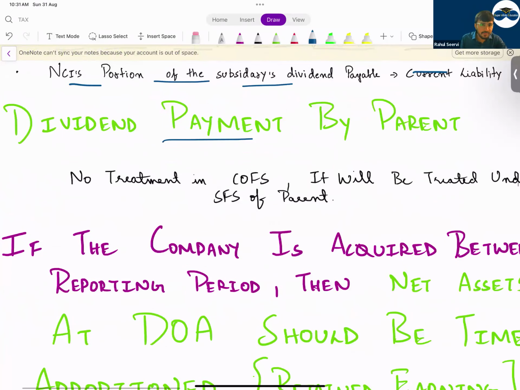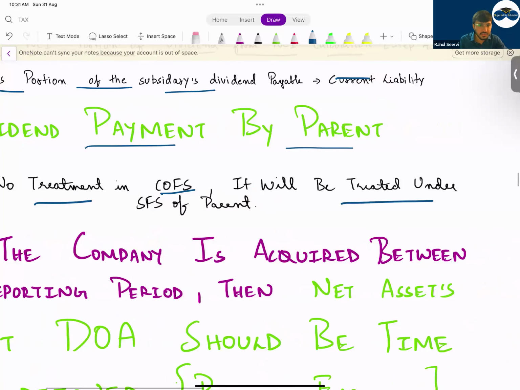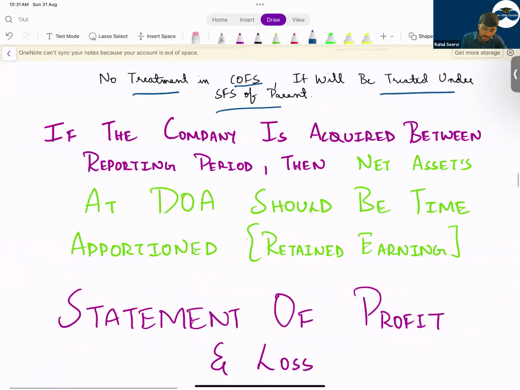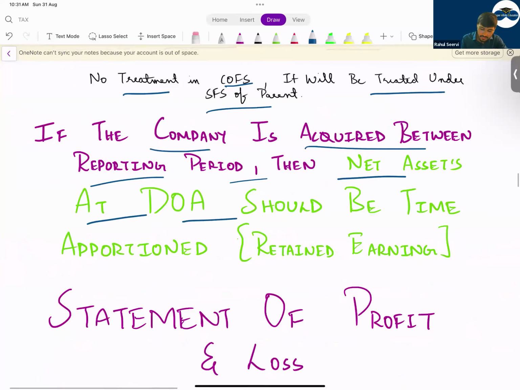Dividend payment by parent. If the parent company is paying a dividend, then there is no treatment. No such treatment, so no treatment in the consolidated financial statements. It will be treated under separate financial statements. Now, if the company is acquired between reporting dates, then the net assets at the date of acquisition should be time apportioned.